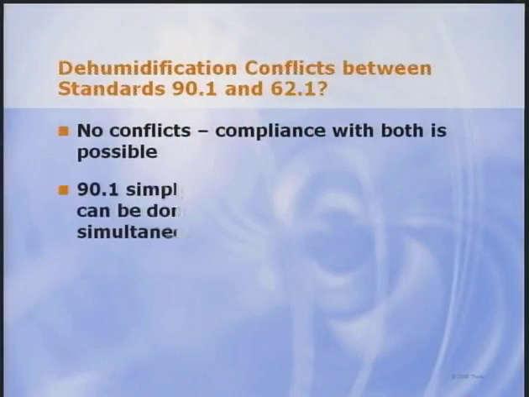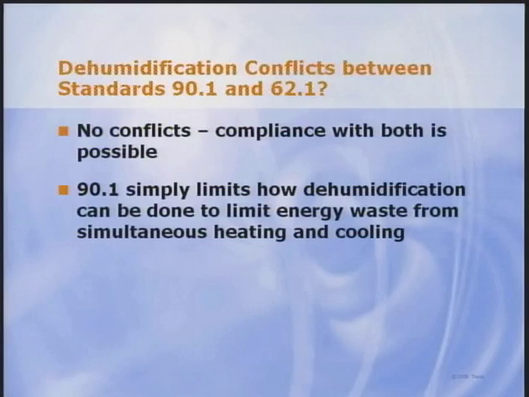So Steve, do you see any conflicts between ASHRAE standard 62.1 and 90.1 with respect to dehumidification? No, I don't. Compliance with both standards is possible with the same system design. Standard 90.1 limits how dehumidification can be done to reduce energy waste, but there are many exceptions to the simultaneous heating and cooling limitation, leaving many options for designers. Compliance is actually very easy.